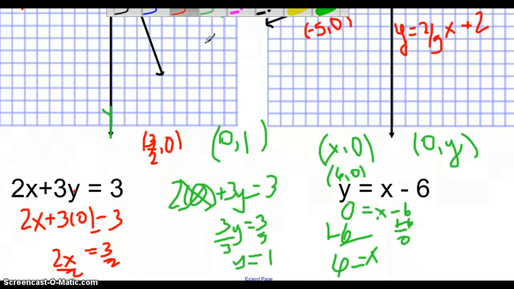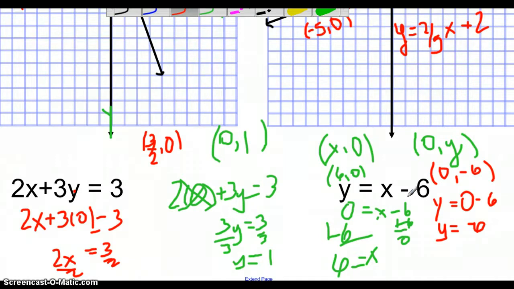And then we do the same thing for the y. If I want to know what the y-intercept is, I have to plug 0 in for x. So we have y equals 0 minus 6. And what is 0 minus 6? It's negative 6. So my y-intercept is at the negative 6 on the y-axis. Okay, and so that's what we're going to be doing tomorrow. They're going to be asking you to find the x and y intercepts of different word problems.